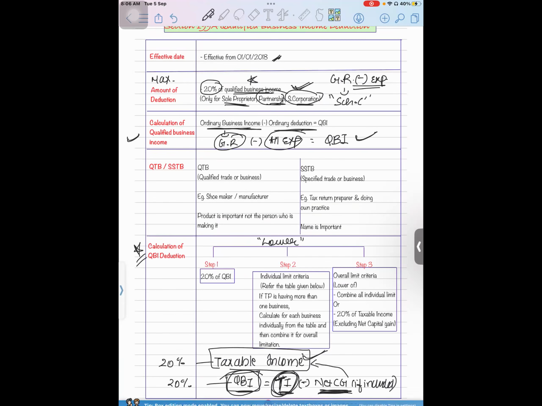Now let's understand the difference between two terminologies: QTB, qualified trade or business, and SSTB, specified trade or business. Can anyone brief that, who did it yesterday or who might have just gone through the theory? Anyone?